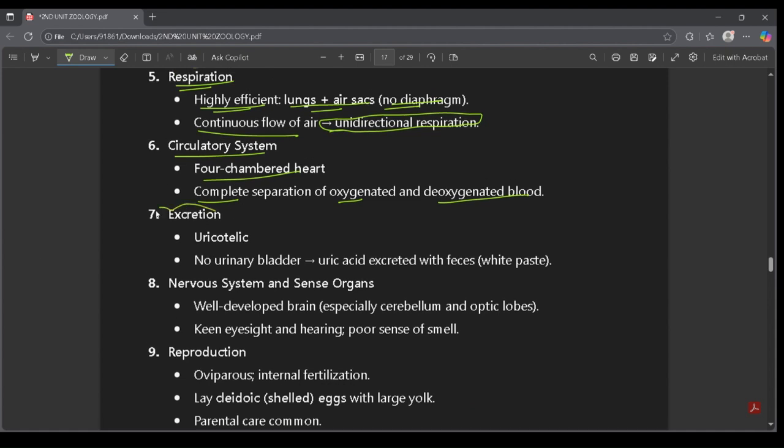How does excretion happen? They are uricotelic. Of course, that means they release uric acid, and there is no urinary bladder. Uric acid is excreted with feces as a white paste.